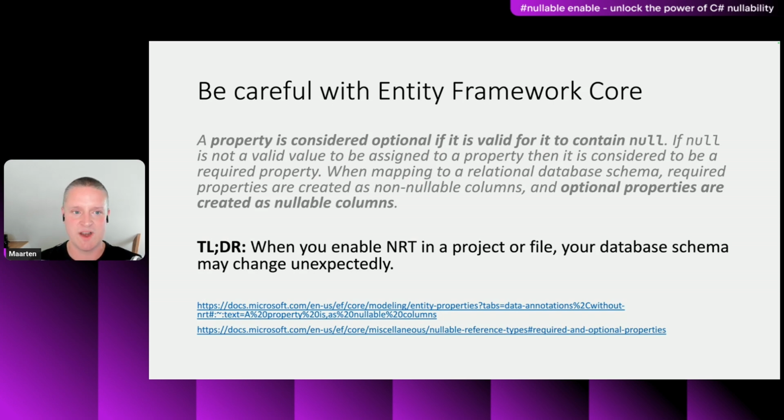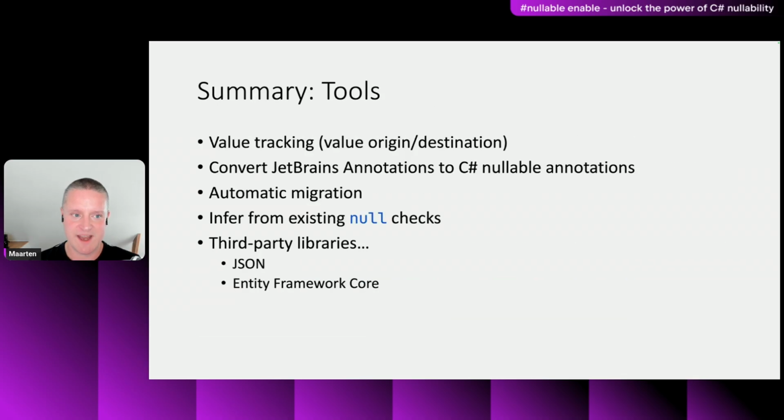Make sure that you are a little bit more careful. It's actually quite useful and it makes sense. So I understand why the Entity Framework Core team did it, but it might be a surprise if you do bulk conversions to nullable reference types.